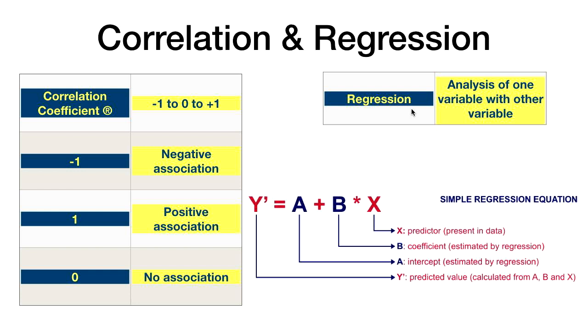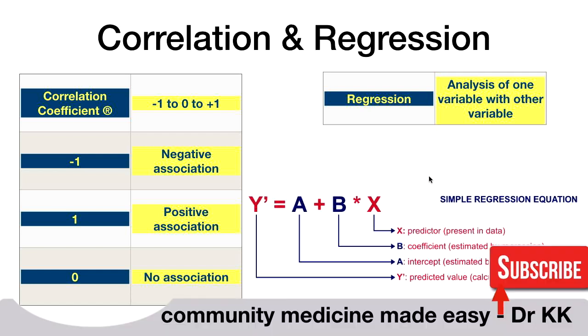Regression is a stronger analysis of association between two variables. It's given by a simple regression equation, y is equal to a plus bx, which you know is the equation of a straight line. The x is the predictor variable, b is the coefficient estimated by regression, a is the intercept, again estimated by regression techniques in statistics, and y is the predicted value calculated from a, b and x, and we can measure the association.